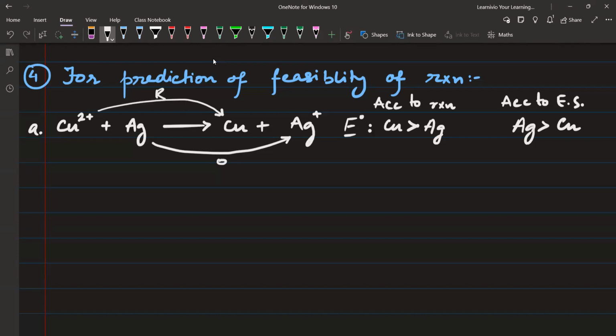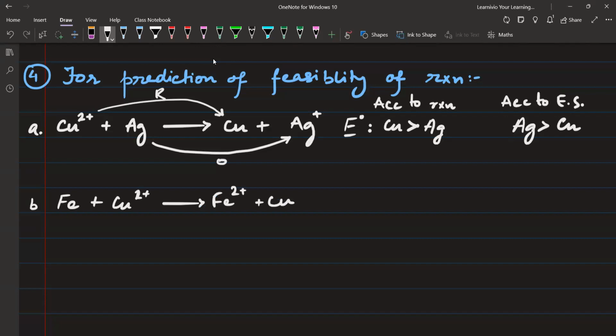According to the reaction, they are saying the opposite thing. The reaction is telling a story in which copper has higher reduction potential, but the reality is Ag has higher reduction potential. If Ag has higher reduction potential, the reverse reaction will be possible, not what they have given us right now, Cu2+ plus Ag. For example, Fe plus Cu2+ gives Fe2+ plus copper.